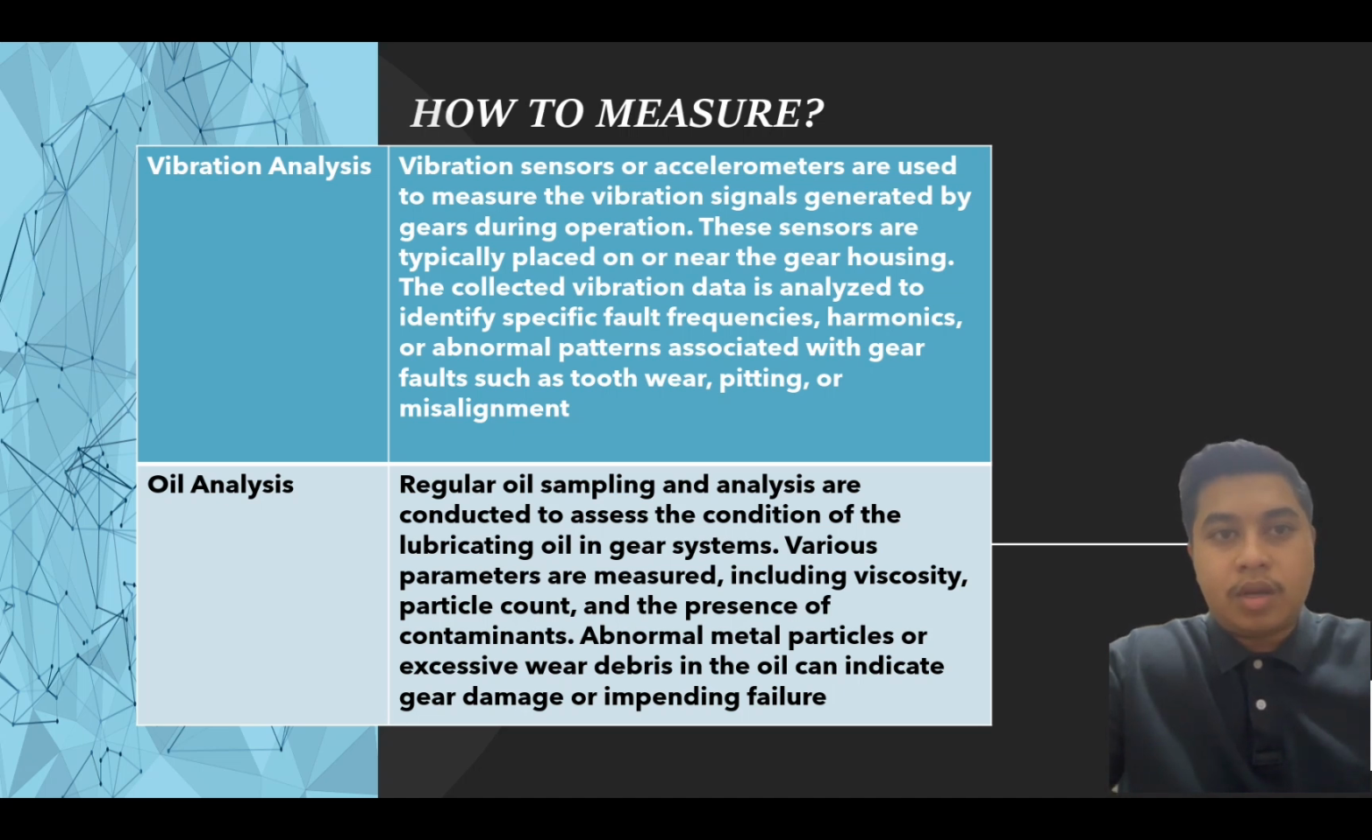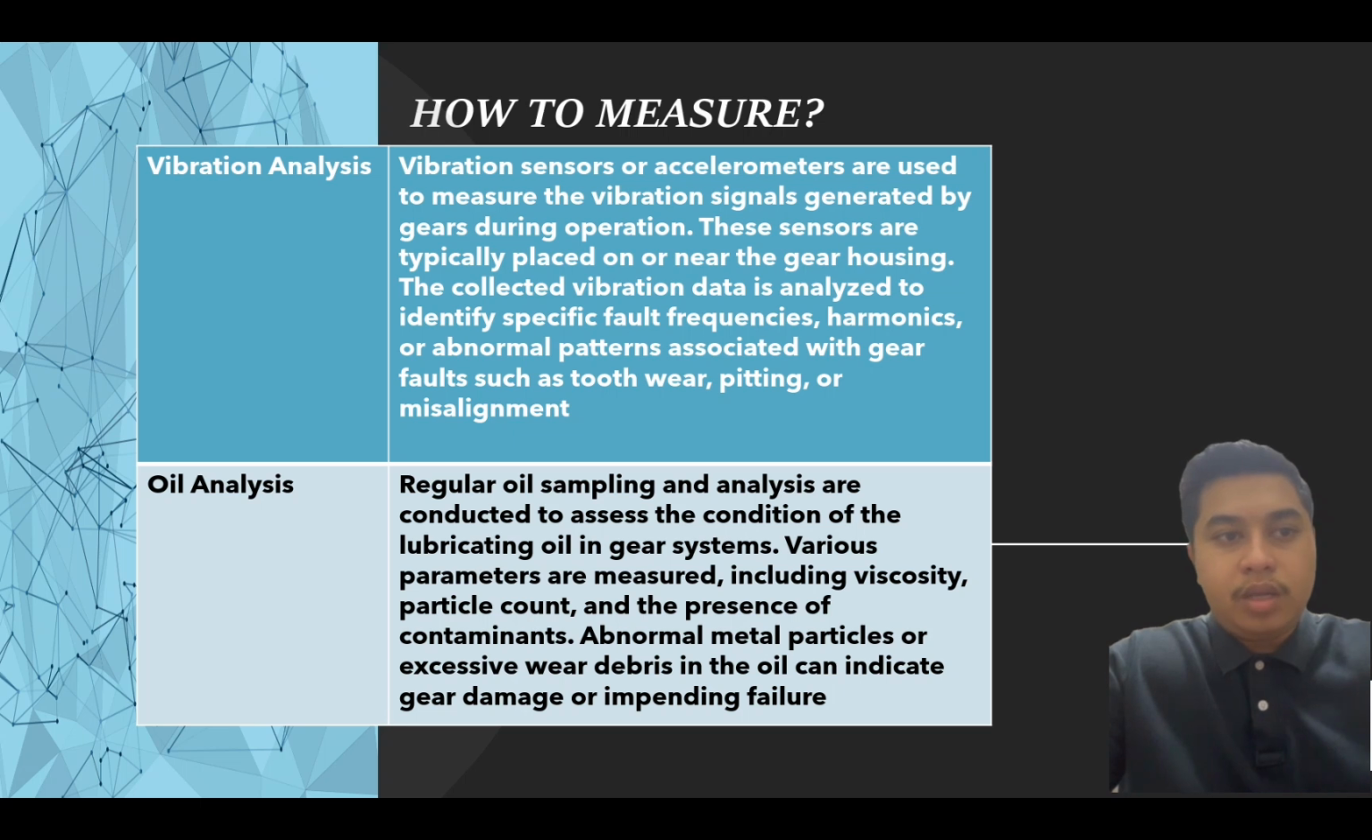Vibration sensors or accelerometers are used to measure the vibration signals generated by gears during operation. These sensors are typically placed on or near the gear housing. The collected vibration data is analyzed to identify specific fault frequencies or harmonics and abnormal patterns associated with gear faults such as tooth wear, pitting or misalignment.